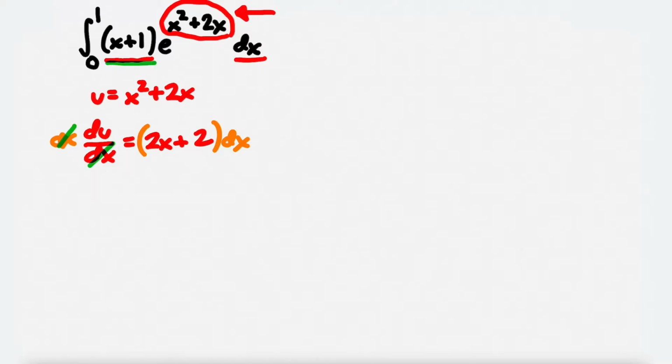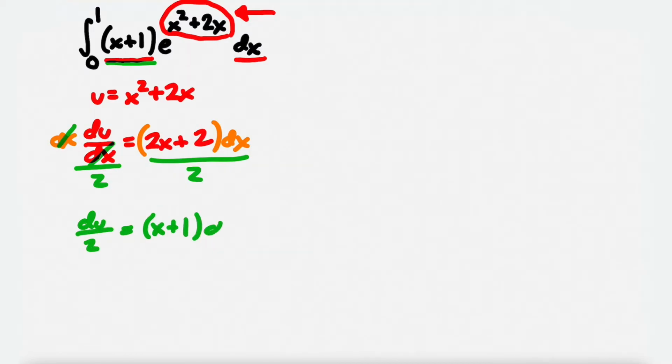Now we need this x plus 1, and you can see if you just divide this by 2 here, you end up with that x plus 1. So you're going to end up with du over 2 is equal to quantity x plus 1 dx, which is everything we need to be substituted for at that top expression.